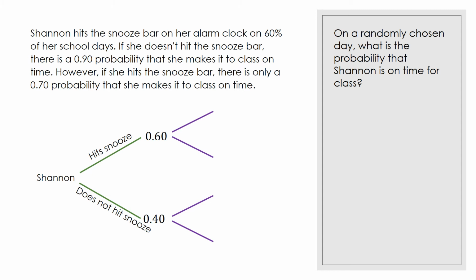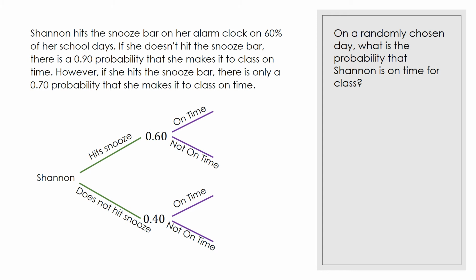Well, now, after she hits the snooze button, what happens? She's going to go to class, and it's going to be either on time or not on time. Whether she hits the snooze button or not, she's still going to class. She's still going to be on time or not on time. Okay, let's read through the prompt and see how we can fill out the rest of this tree diagram.